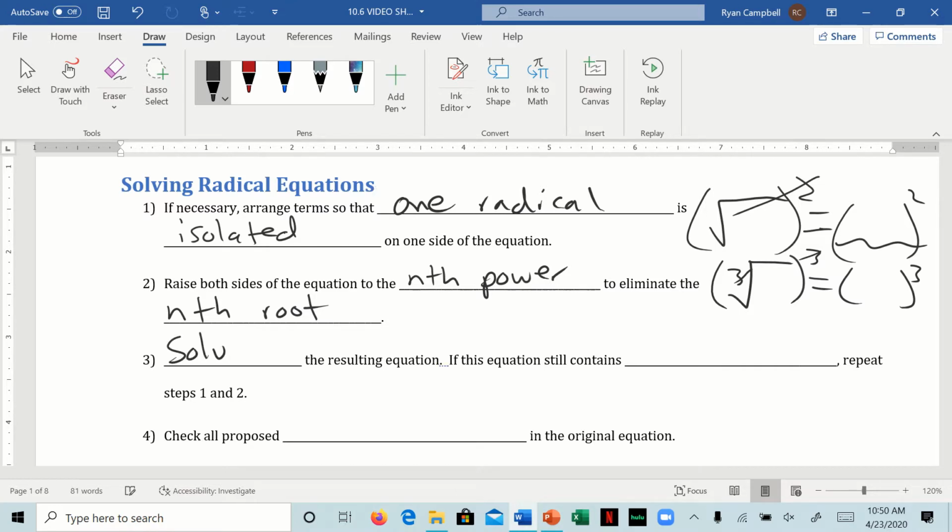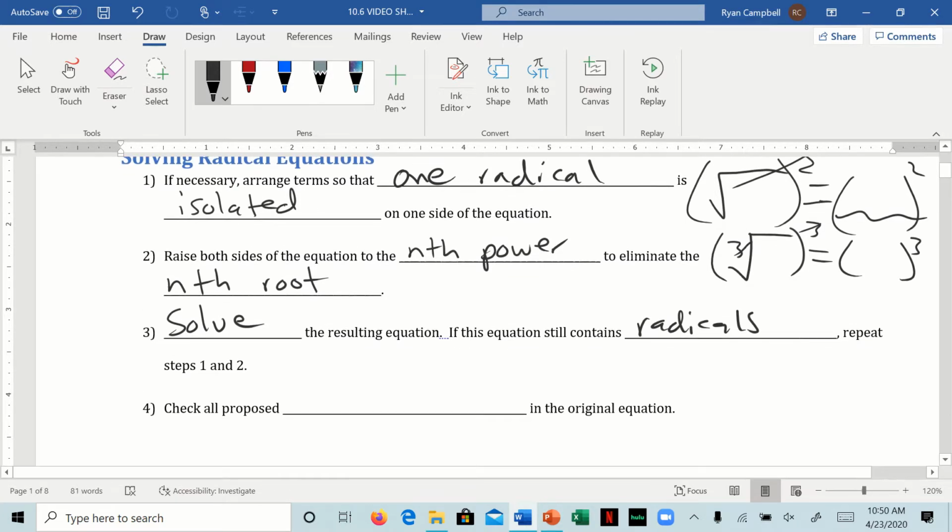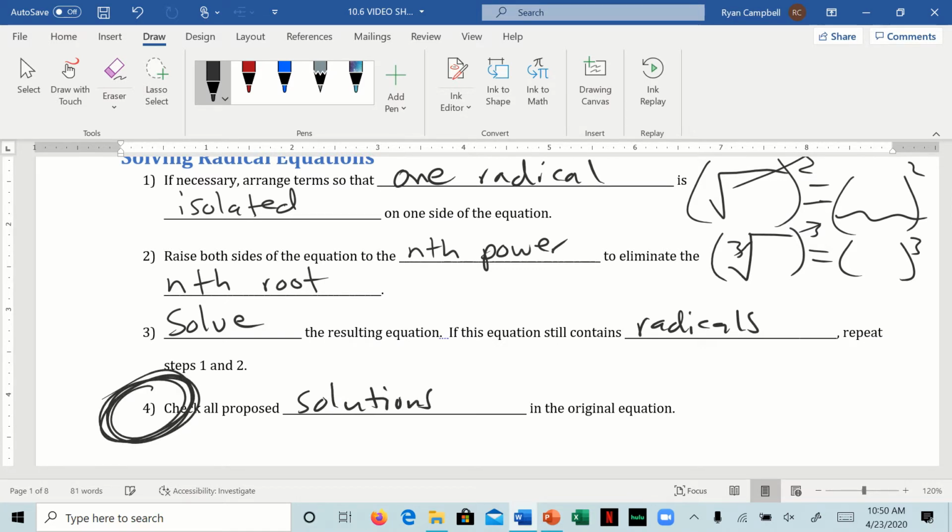Next, you solve the resulting equation. If the equation still contains radicals, then repeat steps 1 and 2. Isolate the radical again, raise both sides to the nth power, and so on and so forth. And then lastly, you have to check all of your solutions. Now, this is super important. You actually do have to check your equations.